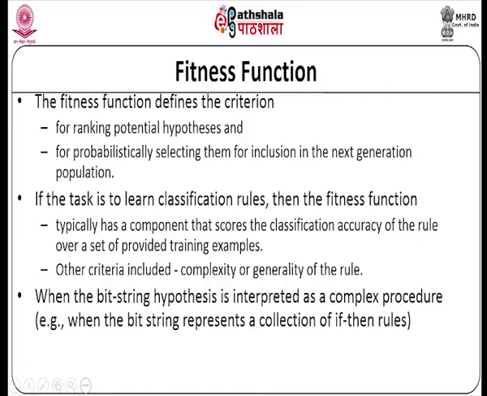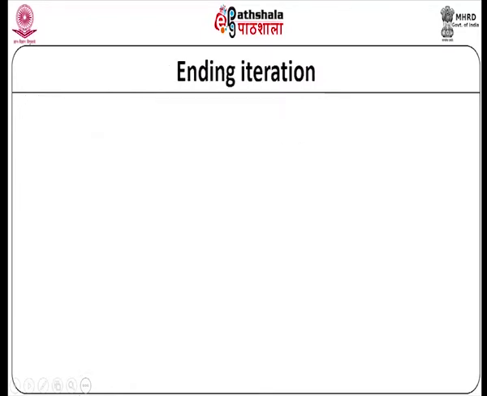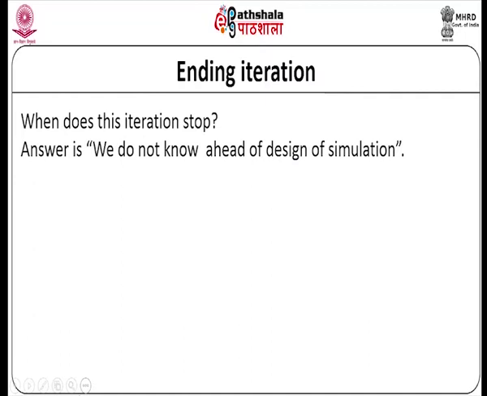When the bit string hypothesis is interpreted as a complex procedure, where the bit string represents a collection of if-then rules, then the fitness function will be different. The fitness function measures the overall performance rather than the performance of the individual rules, that is another important criterion. So, basically it is a rule that you are using. And how do you end the iteration? That is the next question. When does the iteration stop? You keep on generating. So, when does it stop?